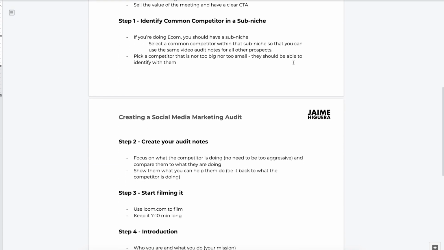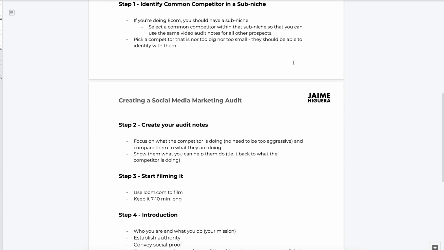The second step is you want to create your audit notes that you're going to use across a bunch of different prospects that share the same competitor. So the first thing you want to focus on with the audit notes is on what the competitor is doing, right? So you can have two sections and you don't need to be too aggressive. I see a lot of people in this space have these very, very aggressive templates and emails and video audits, and that does not work very well.